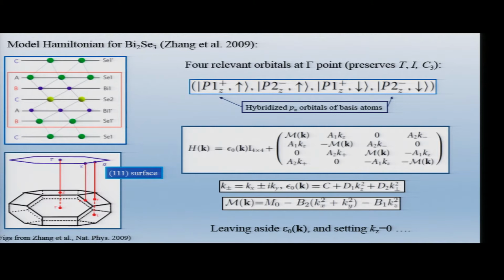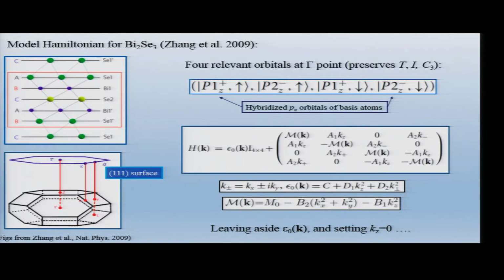This is a layered material. It's rather anisotropic. Here is its Brillouin zone. And they were considering a surface here, the 1-1-1 surface, again, perpendicular to this direction. And again, there's a time reversal invariant point there at the gamma bar point.